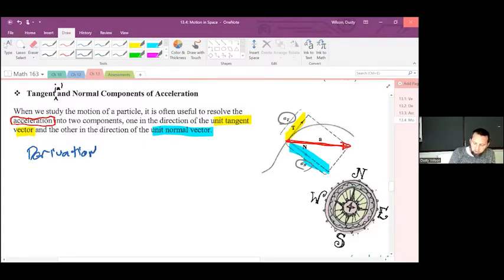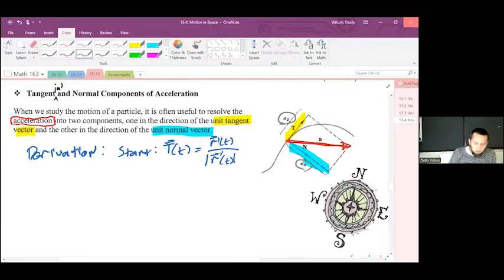This is a derivation for a formula that gives us a new way of thinking about acceleration. So we're going to start with the formula that T of t, the unit tangent vector, is equal to r prime over the magnitude of r prime.